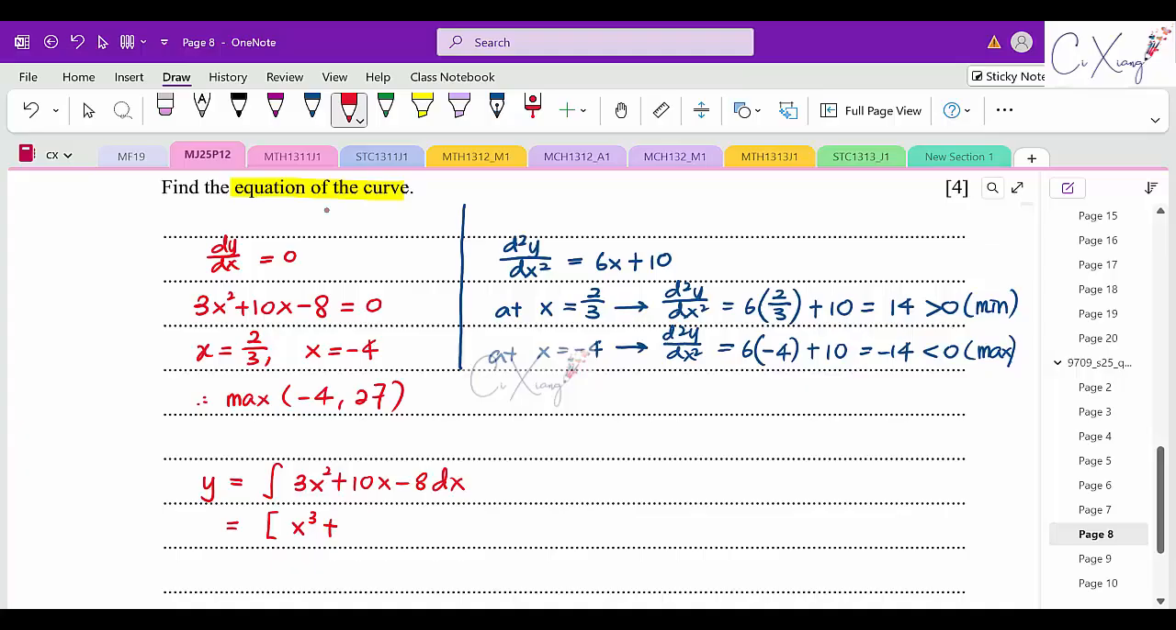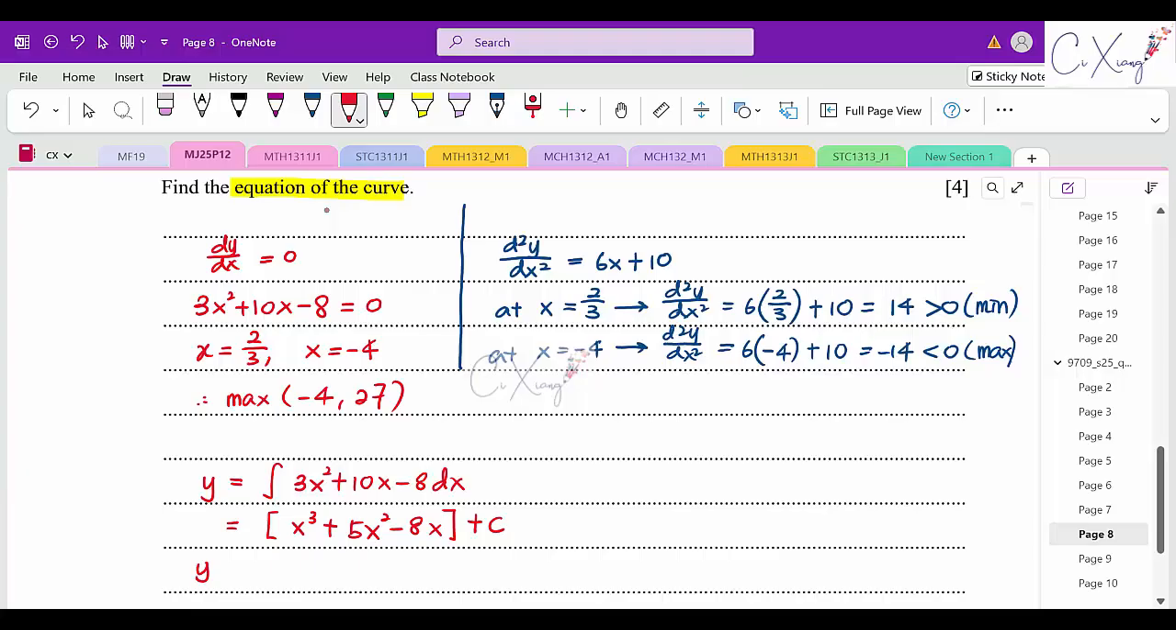Then simply the same happens for 10x squared. Integrate 10x squared, 10 is a constant, you just copy. x power 1 plus 1, that means the power plus 1 becomes x power 2, divided by the new power 2. Then divided by 2, you have a 5. So you're having 5x squared. Then minus 8x. Okay, then after that, I'm having a plus c here.